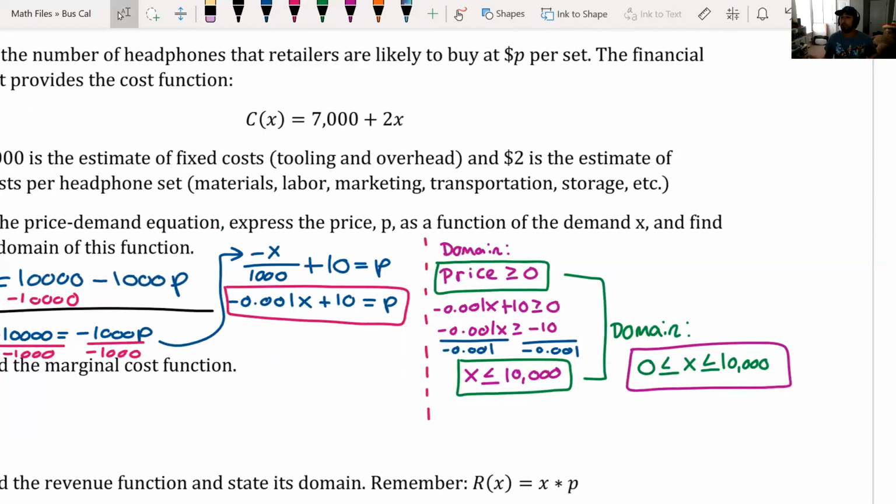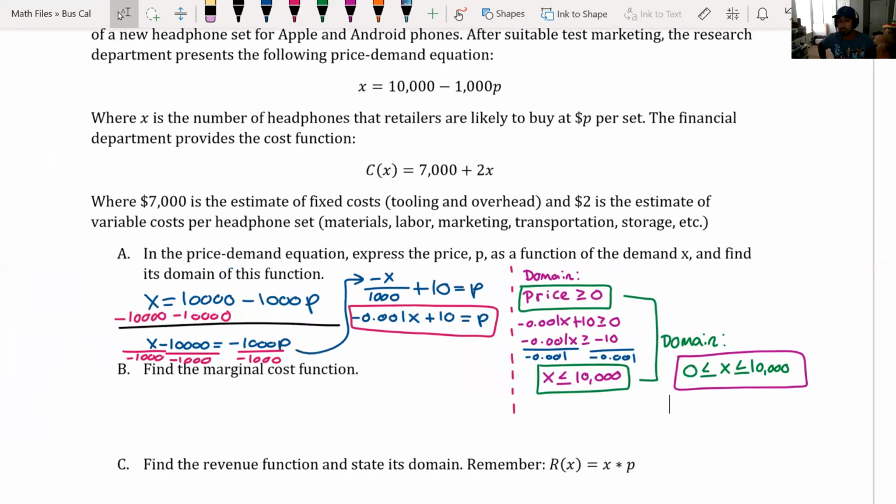So this means that our headphones must stay between 0 and 10,000, and it also says that our price must stay above 0 because we can never go negative. So that one's done. We have solved or expressed the equation in terms of price, and now we solve for its domain. So in order for the revenue, cost, and profit function to make sense, our domain has to stay between 0 and 10,000. Okay.